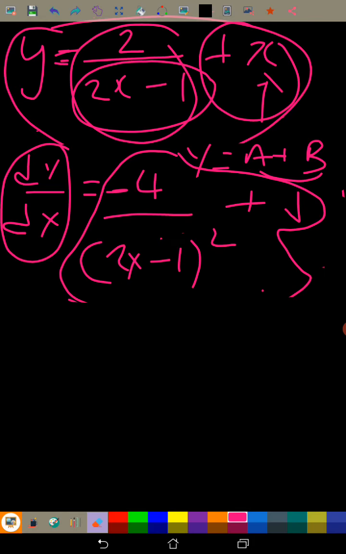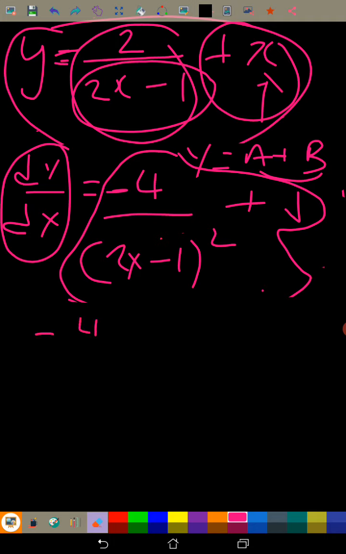Alright, so we got the derivative, and what are we looking for? We're looking for the coordinates of the stationary points. We don't know how many stationary points we have for this. I'm thinking that we have maybe 1 or 2, hopefully only 1 or 2. So what we need to know is, when this is equal to 0, what do we have?